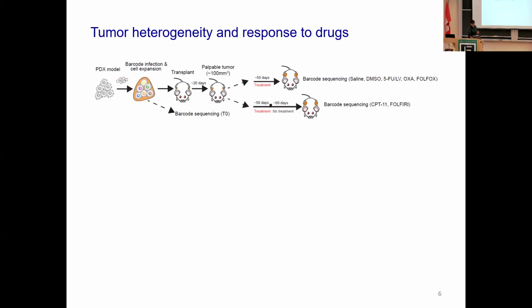Yeah. So these barcodes are inherited? Yes, they're genetic. Okay. So the barcodes are inherited by division. Yes. So they're genetic barcodes. They go into the DNA and they just get passed on.